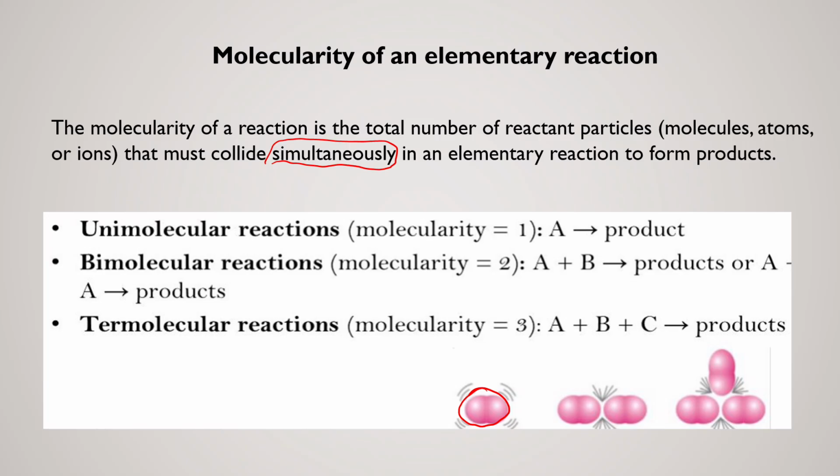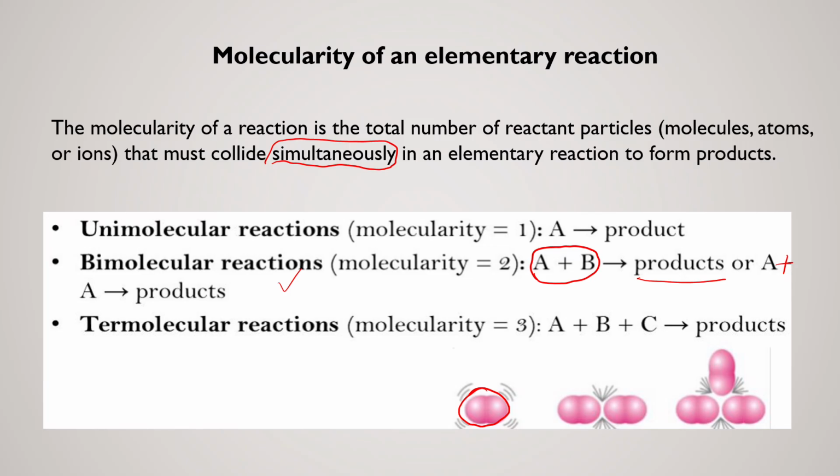As you can guess, these reactions are primarily decomposition reactions. Then you have bimolecular reactions where you have two reactant particles colliding with each other to form products. So you can have A plus B giving products, or you can have A plus another A giving product. Even if two identical particles are colliding with each other, that also falls under the domain of bimolecular reaction.